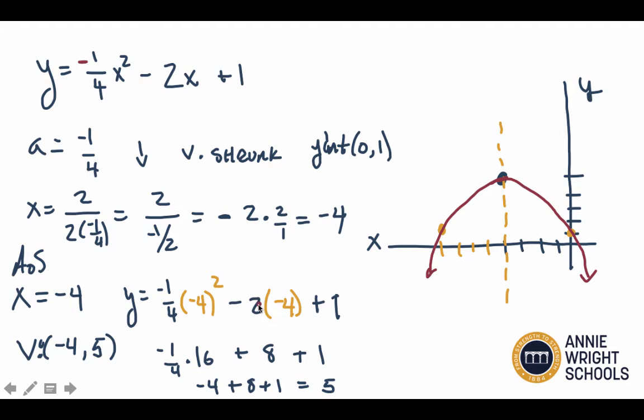At the very end, I check to make sure that everything I said before is true. Does it open down? Does it look vertically shrunk? Is the vertex where I think it should be and the y-intercept where I think it should be? Yes. All right.